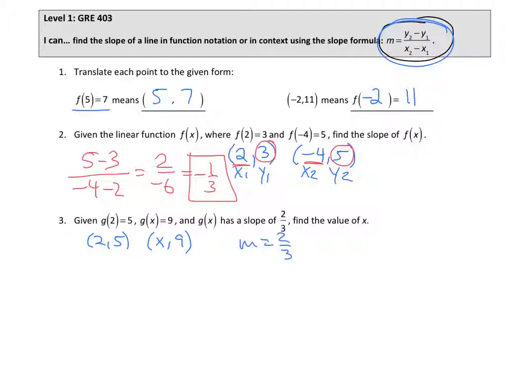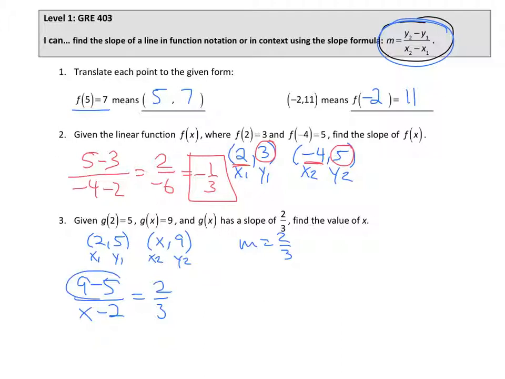So what we're going to do is set up an equation using the slope formula. So this is still my x1, y1, my x2, y2, and I plug it into the slope formula the way I did before. So I subtract the y's on the top, 9 minus 5 on the top, and on the bottom I would get x minus 2. And I know that the slope is supposed to equal 2/3, so I set it equal to 2/3, and now I have an equation I can solve.